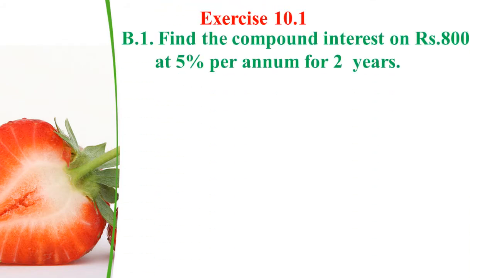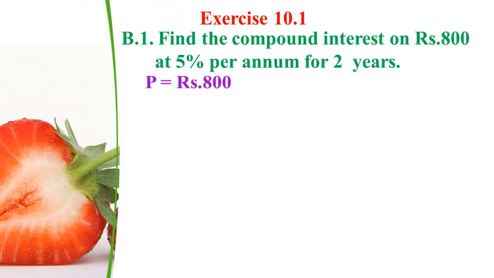Let's learn exercise problems. Find the compound interest on rupees 800 at 5% per annum for 2 years. What is compound interest? Compound interest is the addition of interest to the principal sum of a loan or deposit, or in other words, interest on interest. When money is invested at compound interest, the principal increases each year by the addition of interest.